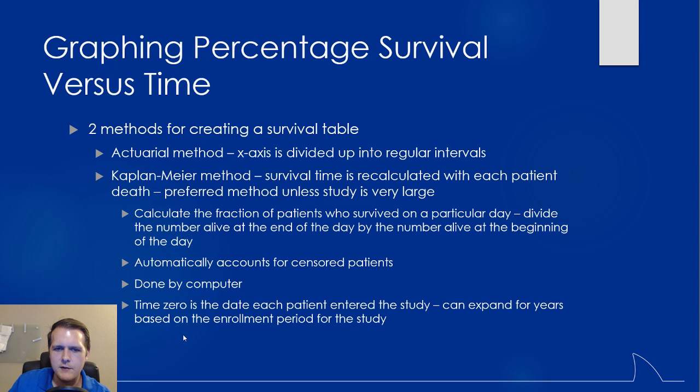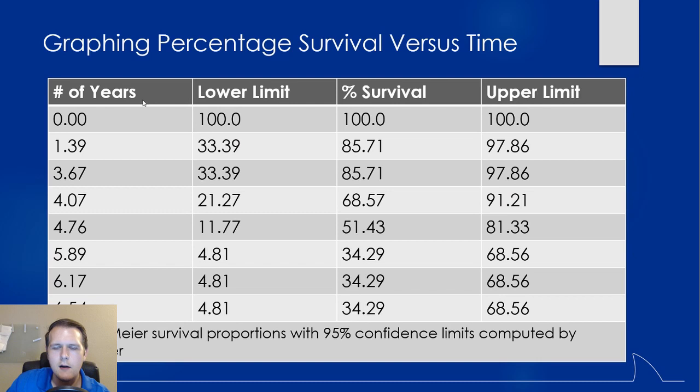And again, you're going to find that time 0 is the day that each patient entered the study, and this can expand for years depending on the enrollment period for the study, how long it was open for. Looking at how you would actually graph this out, we'll show you the actual graph in a second, but in the table you would develop for the Kaplan Meier, you see here that the time point starts at 0. Everyone is alive at this point, and then each time someone dies, you would calculate the percentage of people that were still alive at that point, right? And so these are the confidence intervals you're going to see. And here's each of those points, the number of people who are still alive.